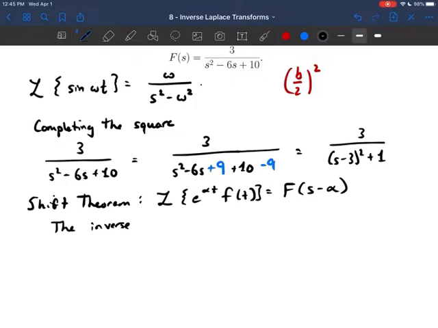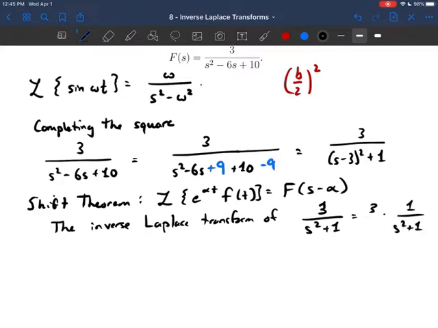So the inverse Laplace transform of 3 over s squared plus 1, looking back at our formula there, well, this is equal to 3 times 1 over s squared plus 1. So that would be the function 3 times sine t.